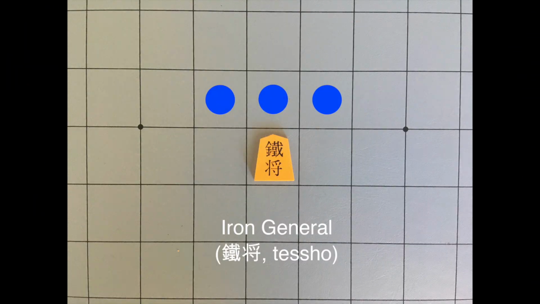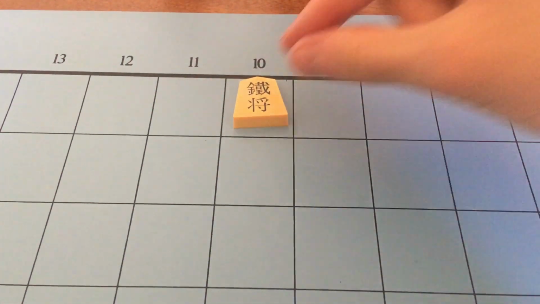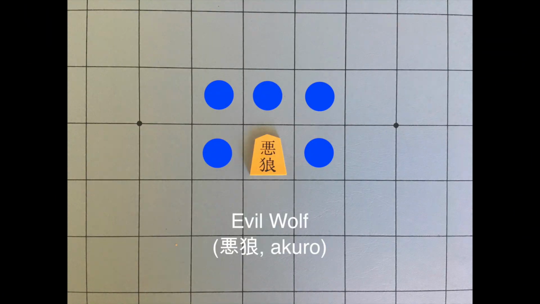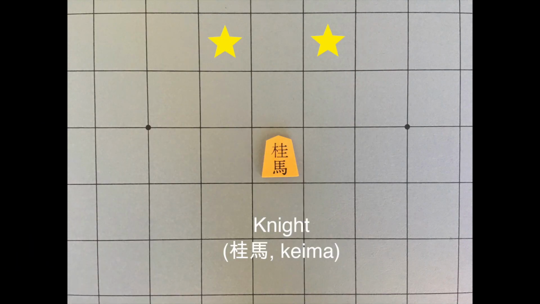The Iron General. The Iron General may step 1 square forward, orthogonally or diagonally. If the Iron General reaches the far end of the board without promoting, it will be trapped. The Evil Wolf. The Evil Wolf may step 1 square forward, orthogonally or diagonally, or 1 square sideways. The Knight. The Knight jumps for its move.